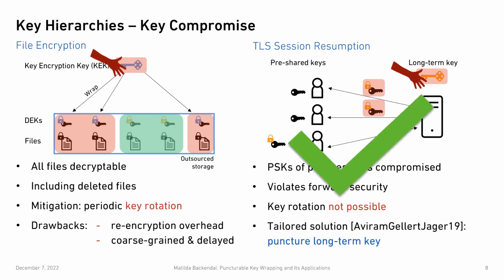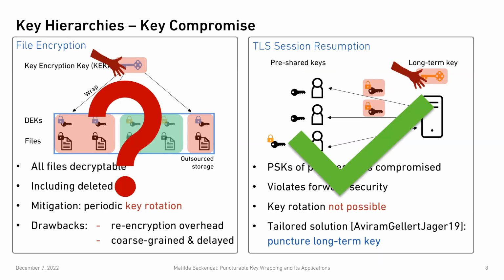So this is great. We have a way of getting forward security without key rotation. However, the solution is specific to the setting of TLS, and it doesn't carry over, for example, to the case of file encryption, where we would ideally like to have the same security guarantees. So what can we do about that?